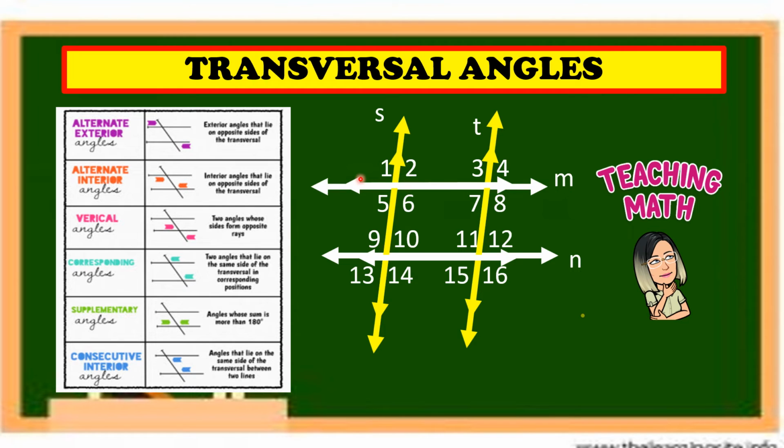We have the linear pairs. Angle 1 and angle 2, angle 2 and angle 6, angle 6 and angle 5, angle 5 and angle 1. Angle 3 and angle 4, angle 4 and angle 8, angle 8 and angle 7, and angle 7 and angle 3. We have interior angles on the same side of a transversal. We have angle 2 and angle 3, angle 6 and angle 7.